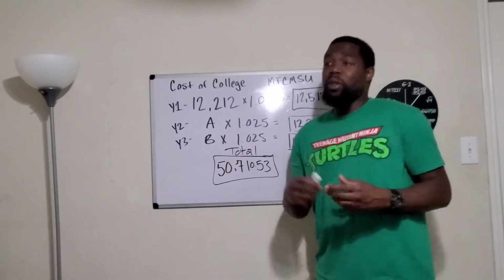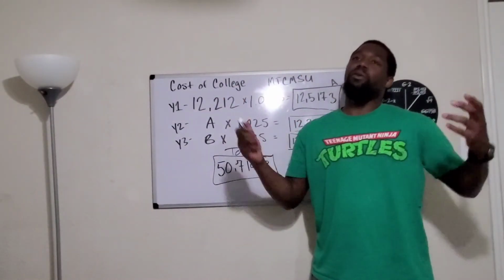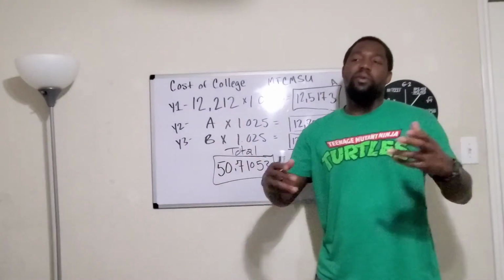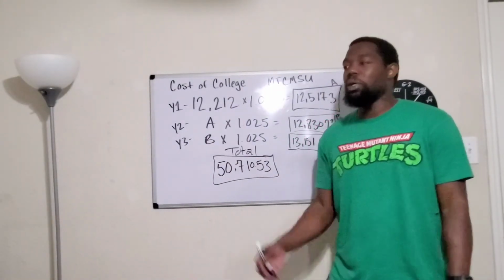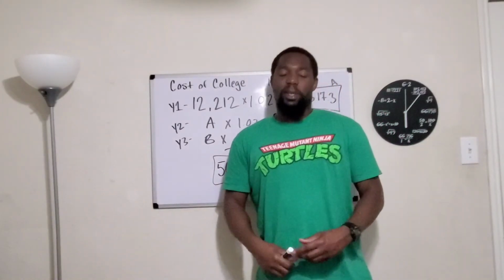So that is basically how you solve for the cost of college. Or if you don't know, that's how they give you your numbers of how much it's going to cost to go to said college for 4 years, 2 years, 1 year, and stuff like that.